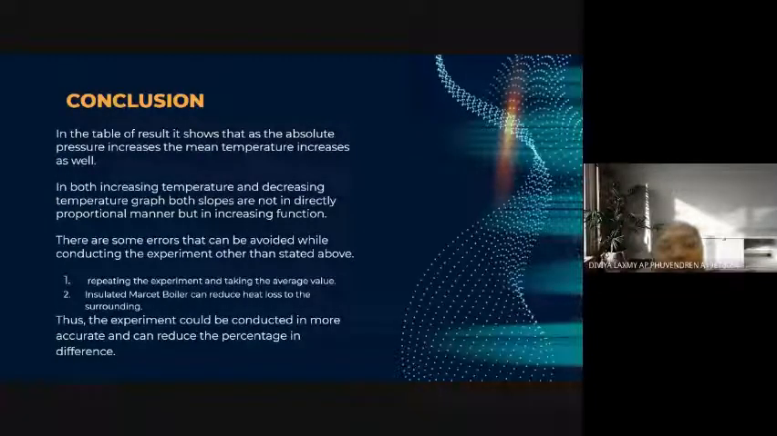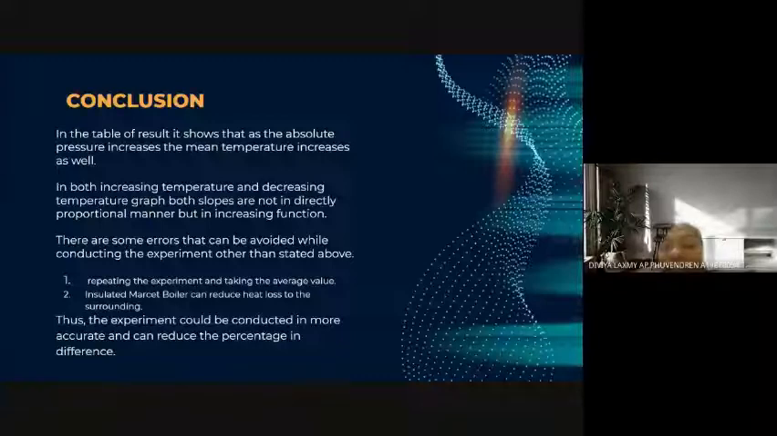There are some errors that can be avoided while conducting the experiment other than those stated above, which is, firstly, repeating the experiment and taking the average value. For example, we can repeat the experiment twice or thrice for both increasing temperature and decreasing temperature to get an average value which will be more accurate.